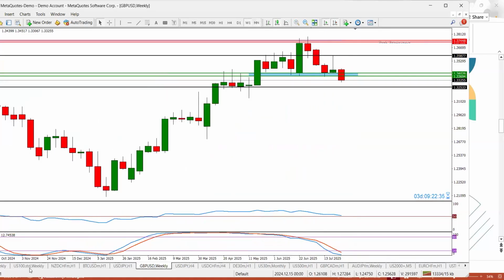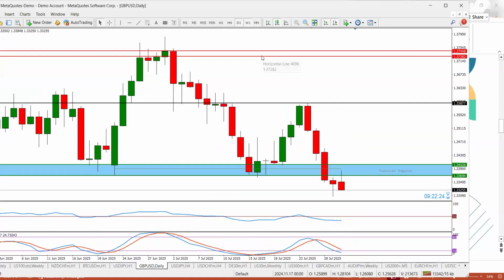On weekly, we saw how many candles. From here, we can see 4 or 5 candles, all going down, right? We went to the daily, very fast, very fast.